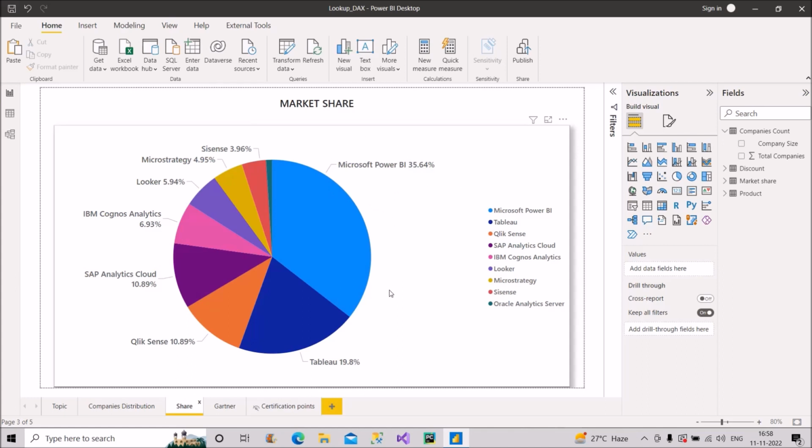Okay, the next one is Tableau, which is around 20%, then Qlik Sense, which is around 11%, then the other tools like SAP Analytics Cloud at around 11, IBM at around 7, Looker at around 6, MicroStrategy at around 5. So overall, Power BI is the only one with a large market share. Earlier Tableau was the one capitalizing the market, but after the introduction of Microsoft Power BI, it is leading the market, which you can easily see on this screen.